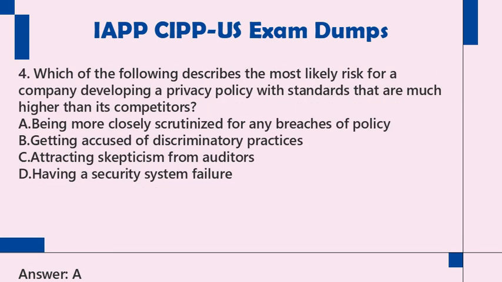4. Which of the following describes the most likely risk for a company developing a privacy policy with standards that are much higher than its competitors? A. Being more closely scrutinized for any breaches of policy. B. Getting accused of discriminatory practices. C. Attracting skepticism from auditors. D. Having a security system failure.